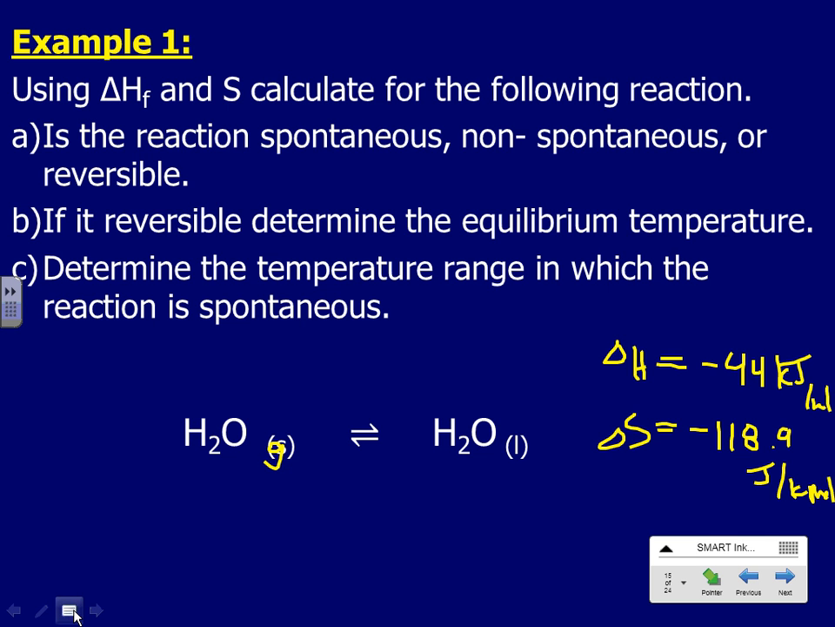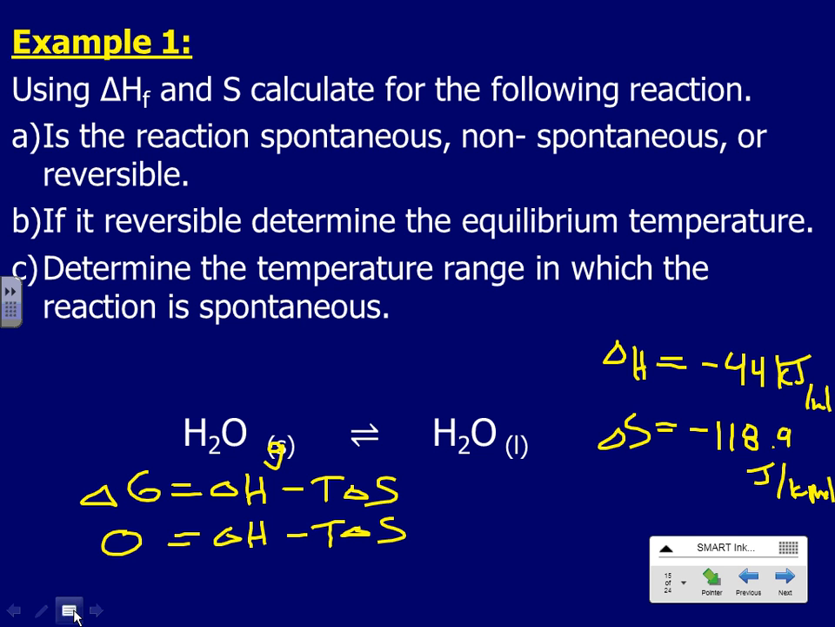And in the end, we took our delta G equals delta H minus T delta S, and we let the delta G be equal to 0, right? And when we let it be equal to 0, again, I'm reminding you that this is our condition for that reversible reaction, all right? So this makes it reversible. So determine if it is reversible, determine the equilibrium temperature. That makes it reversible. Reversible, you get the idea, all right?